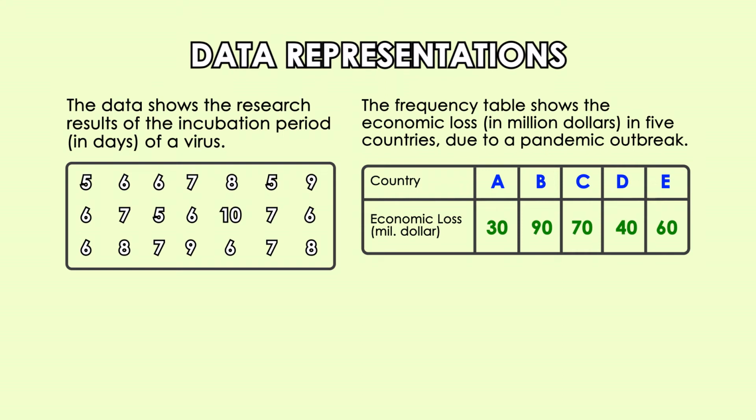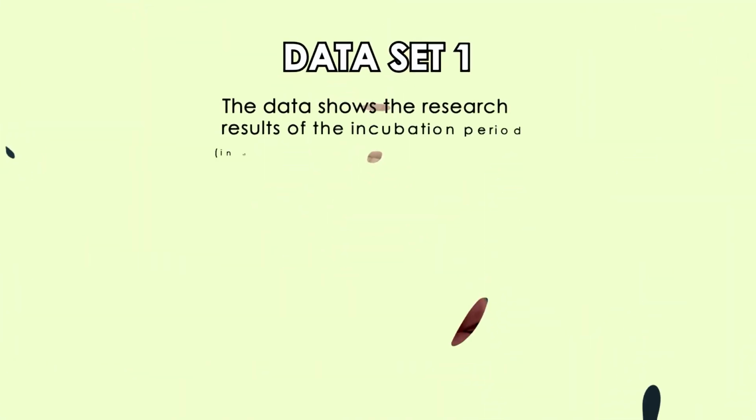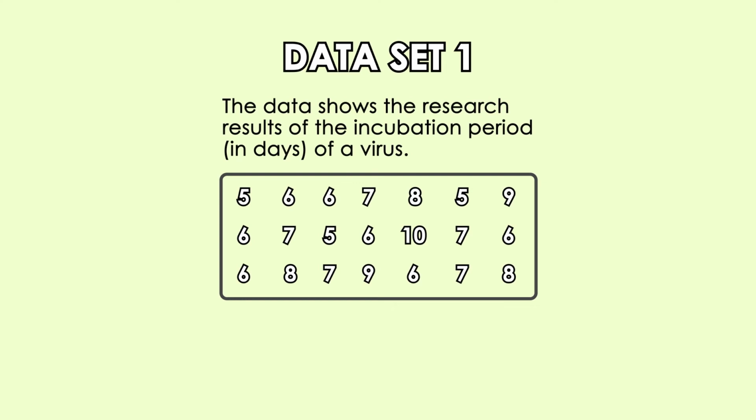Compare these 2 data sets. Dataset 1 shows the research results of the incubation period in days of a virus. Dataset 2 shows the economic loss in $1 million in 11 countries due to a pandemic outbreak. Boys and girls, between a dot plot and a bar chart, can you suggest the best way to represent the raw data of data set 1? A dot plot? Yes, that's a good choice.